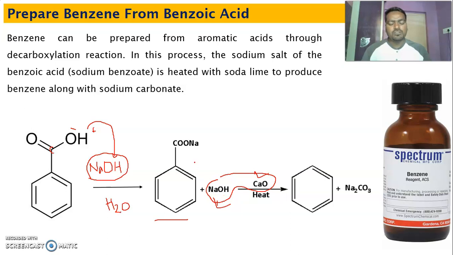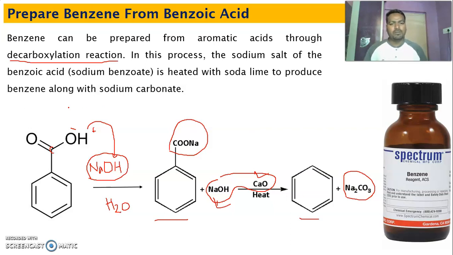Sodium benzoate on heating with soda lime gives benzene and sodium carbonate salt. Just look here. In this reaction, what happened? If you heat with soda lime, at that moment the COO group is eliminated from the sodium benzoate. That's why this reaction is called a decarboxylation reaction. The reaction which involves the removal of carbon dioxide is known as a decarboxylation reaction. The decarboxylation takes place when you heat with soda lime. Here there are two sodium, Na2 and CO3, Na2CO3, so you are going to get sodium carbonate. This is the byproduct in this reaction. So this is very simple, dear students.